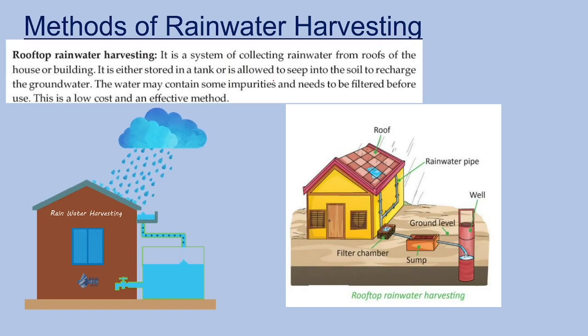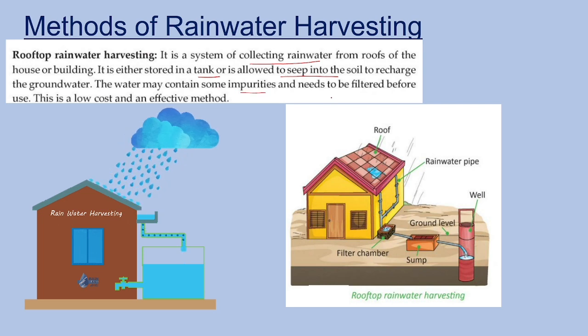Rooftop rainwater harvesting is a system of collecting rainwater from the roof of houses or buildings. It is either stored in a tank or allowed to seep into the soil to recharge the groundwater. The water may contain some impurities and therefore it needs to be treated before using it. There are various methods of doing this. It is a very cost effective method of conserving water. Everybody can install it at home and start conserving rainwater.